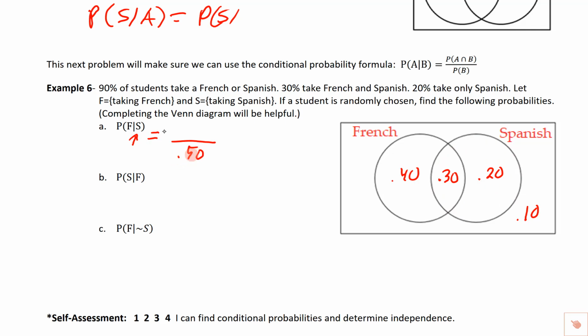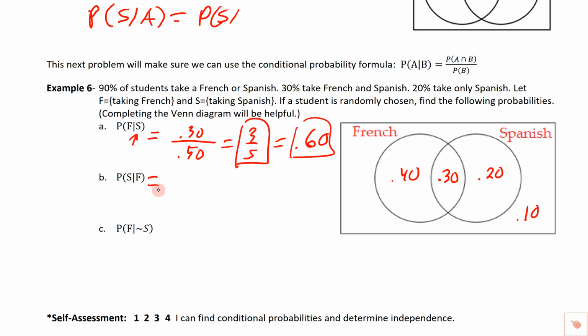D. Okay, now we need the intersection. How many of them are taking French given that they're taking Spanish? Or what percent? 3/5 essentially. Okay, 30%, so this ends up being 3/5. Okay, or if you wanted to, 0.60. Everybody good there?